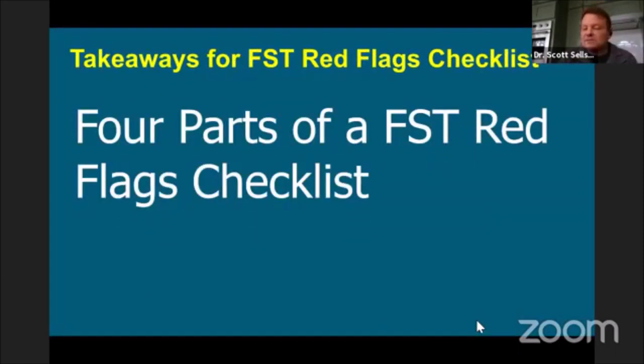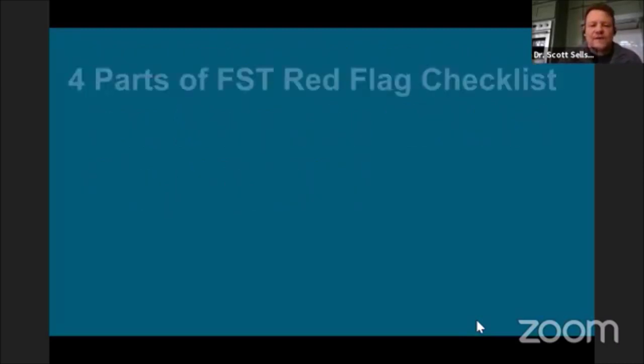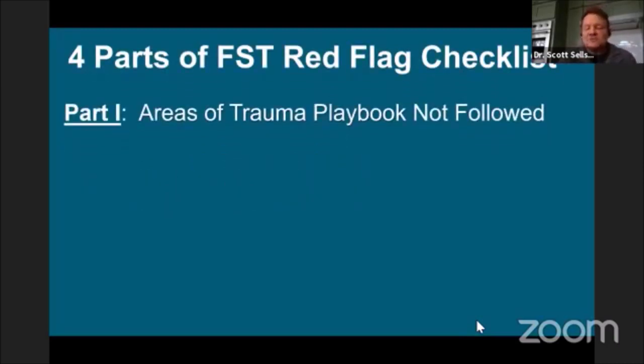So here's the 4 parts. You saw part 2. Let's go to part 1. So part 1 is what we call in the FST model a trauma playbook. And if you're interested in how we play this, you can look at the article at familytrauma.com. It's really fascinating how we do this.